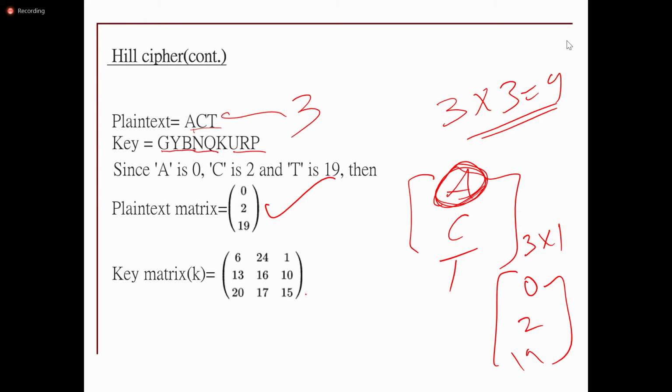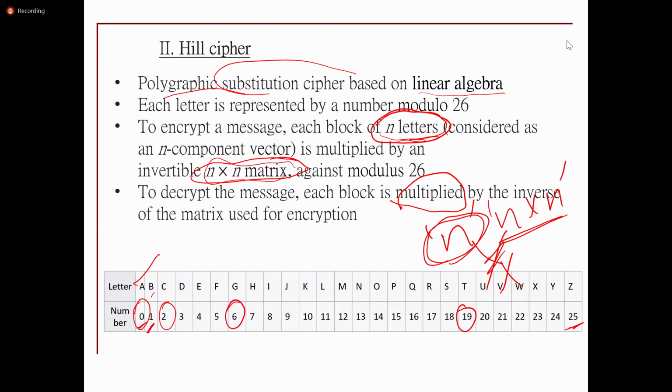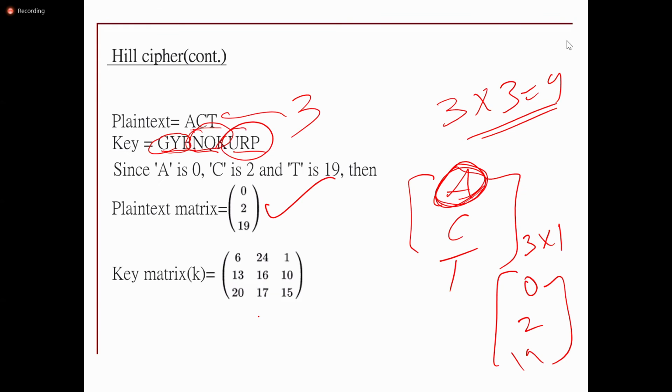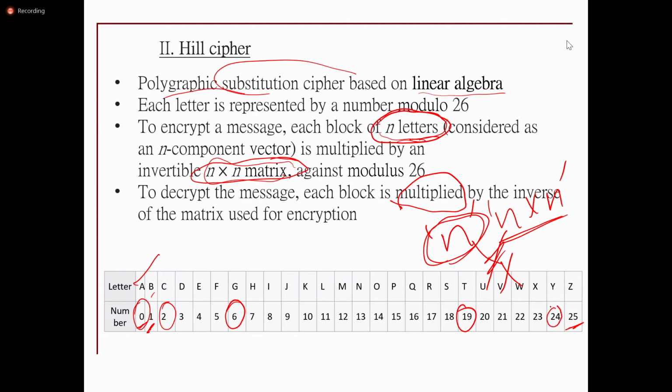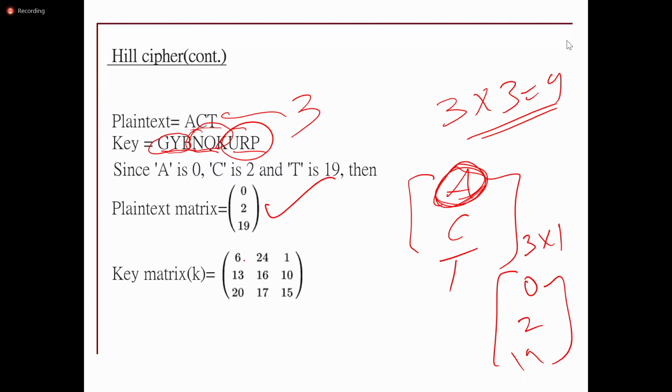And then the key matrix should be represented. In the same manner, G, Y, B, N, Q, K, U, R, T. So what is the numerical value of G? G value is 6. And Y, B: the numerical value of Y is 24, and the numerical value of B is 1. That is why 6, 24, 1 is there. Next, N, Q, K, U, R, T. So we need to take the numerical value of every alphabet, and that should be represented in the key matrix.